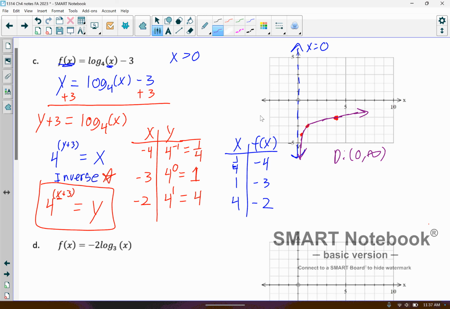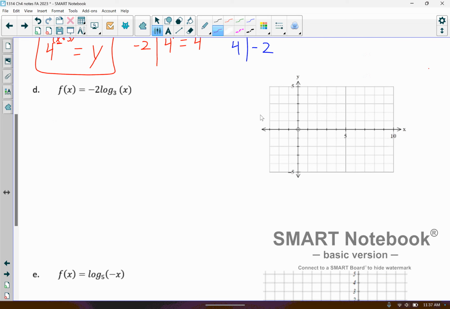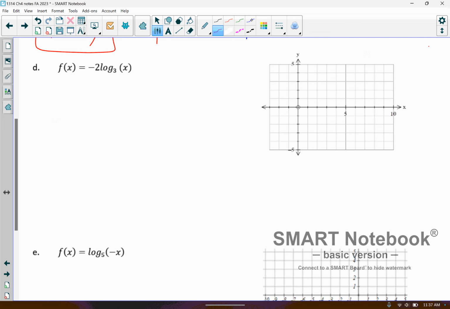All right, we'll just keep on going. So example D now. So once again, let's see, my domain is going to be greater than 0, so my vertical asymptote is right there at x equals 0. And so we're going to go ahead and write this in terms of y. So y equals negative 2 log base 3 of x.